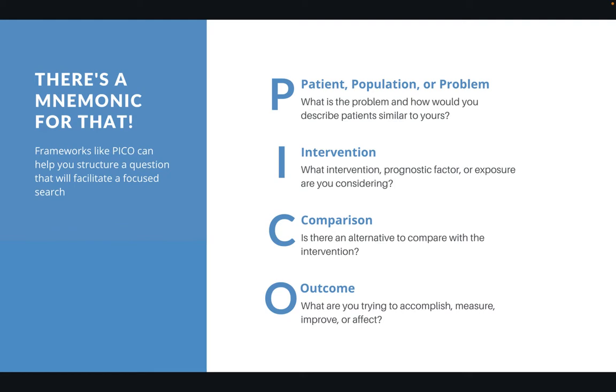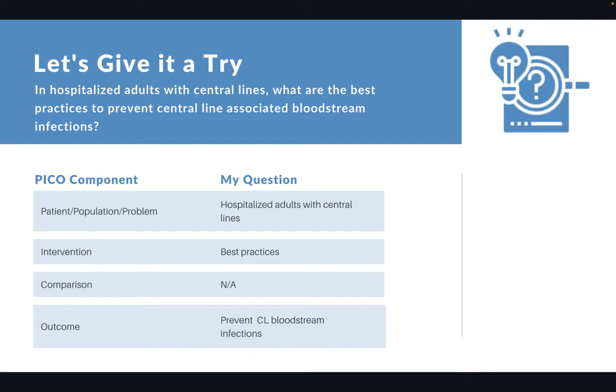Finally, outcome. What are we hoping to accomplish or improve? I should also say that sometimes researchers add a T at the end of PICO, which stands for time, and if the question includes a specific time frame, that's when we'd want to do that. But for the example we're going to do today, we aren't going to be using the time piece. Okay, so here's a practice question. Intervention, best practices. We have our 3 searchable concepts using PICO.